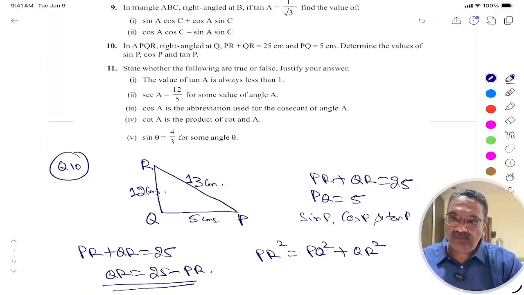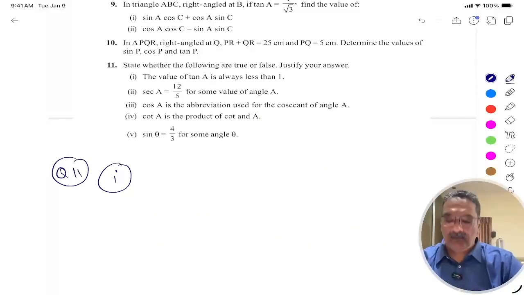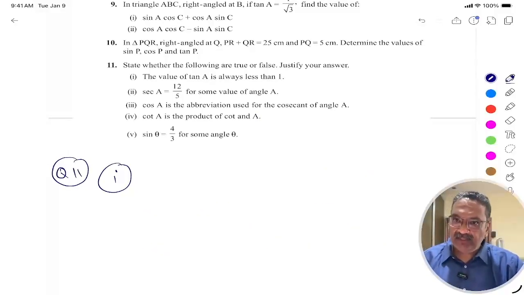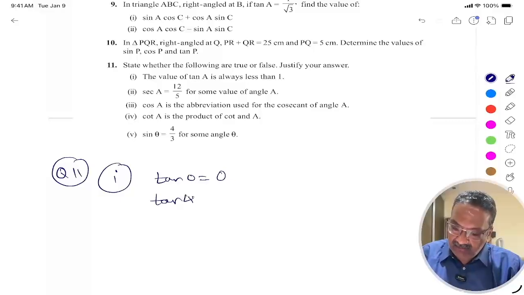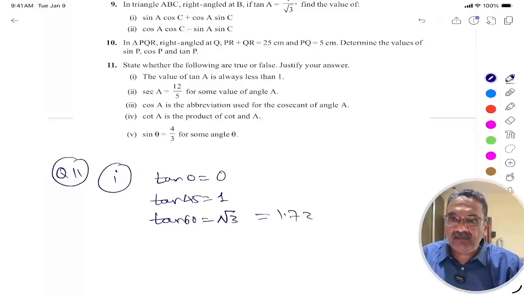Now let's come to question number 11. In the first one, we have to say whether the statement is true or false and we have to justify. The value of tan A is always less than 1. Tan 0 is 0. Tan 45 is 1. Tan 60 is root 3, which is equal to 1.73. You can see that it is greater than 1. Therefore, the statement is false.